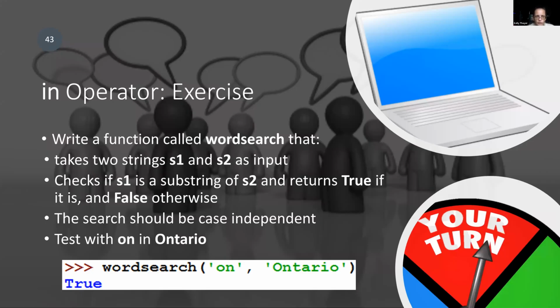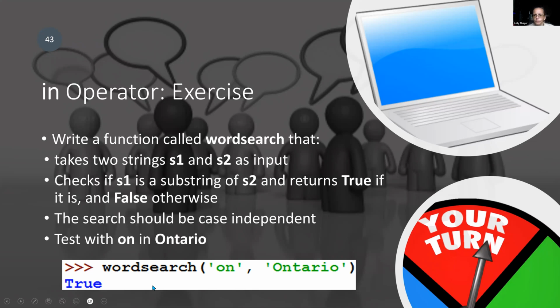Here's a little exercise for you to do with the in operator. Write a function called word search that takes two strings, S1 and S2, as input. It will check if S1 is a substring of S2 and return true if it is and false otherwise. The search should be case independent. Test with on in Ontario. This is showing you what this should look like.